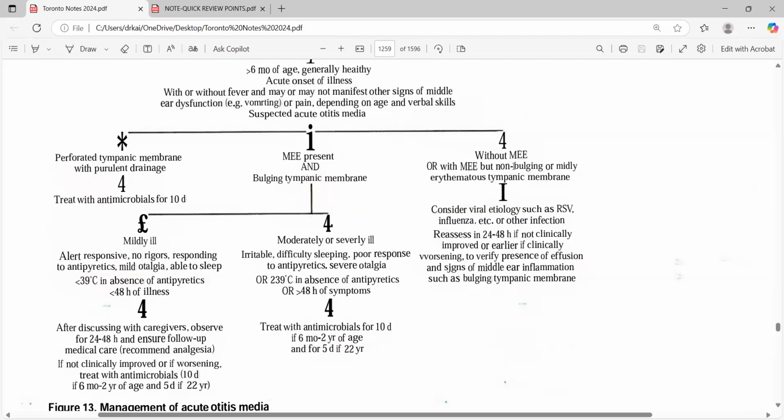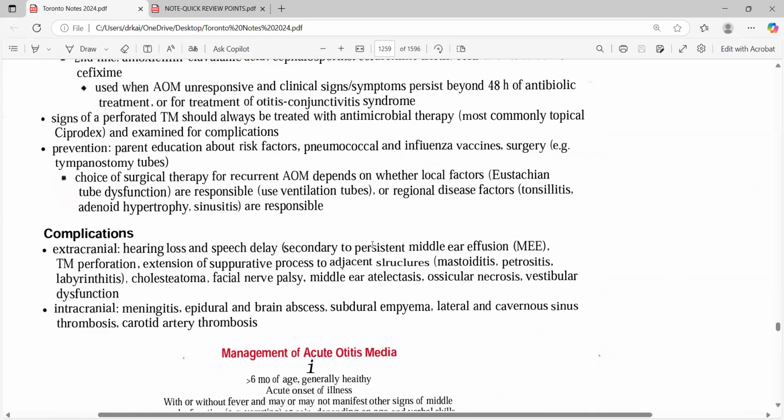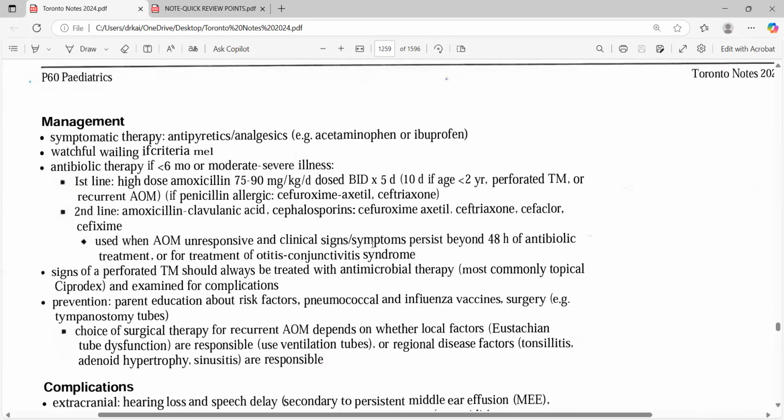Then without middle ear effusion, or with middle ear effusion but no bulging, only mildly erythematous, nothing much going on. In those cases, you have to consider viral causes, such as RSV, influenza. Reassess in 24 to 48 hours, ask them to come back. If clinically worsening, verify the presence of effusion and signs of middle ear infection, such as a bulging tympanic membrane. Now coming back to the management.